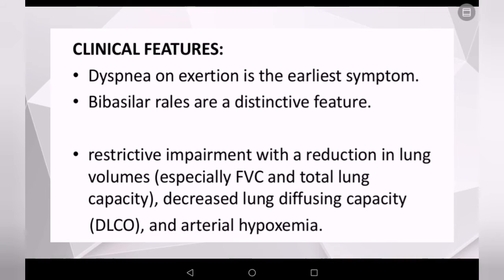Looking at the clinical features, the patient will have difficulty in breathing on exertion, and this is the earliest symptom. Bibasilar rales are a distinctive feature. Restrictive impairment with a reduction in lung volume, especially the forced vital capacity and the total lung capacity, will be decreased. The lung diffusing capacity will also be decreased, and it will lead to arterial hypoxemia, or decreased oxygen levels in the blood.